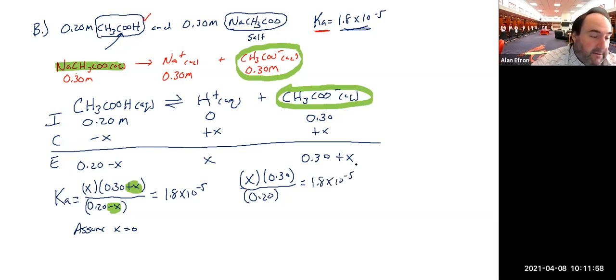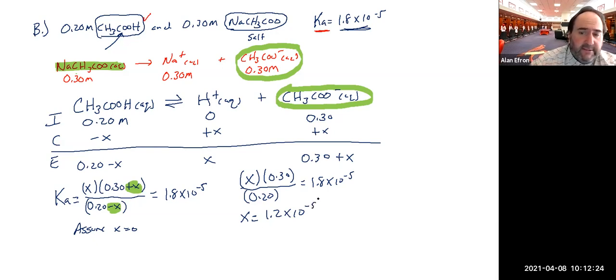We're going to multiply the 0.2 to the other side and come back and divide by the 0.3. And if we do all that, it looks like we end up with an x value of 1.2 times 10 to the minus 5.